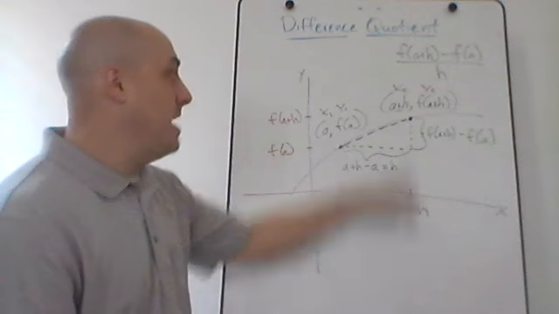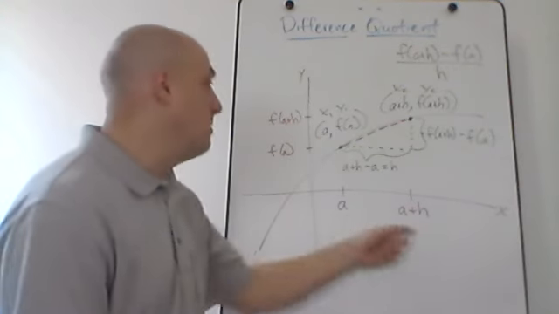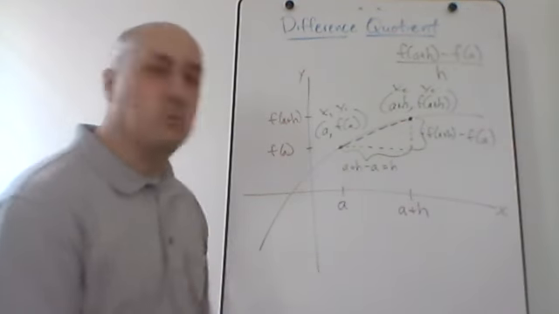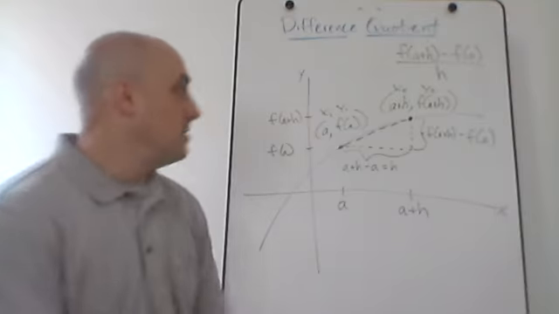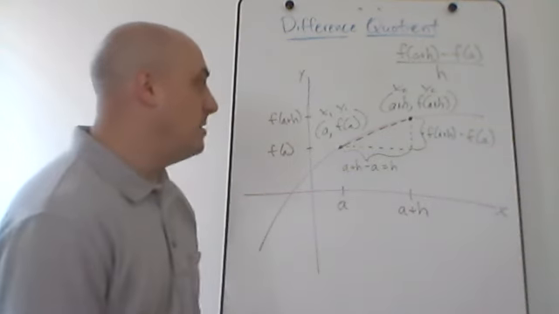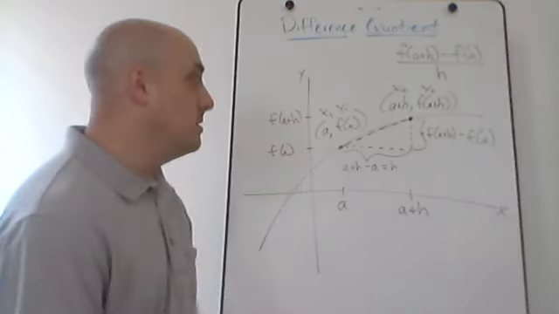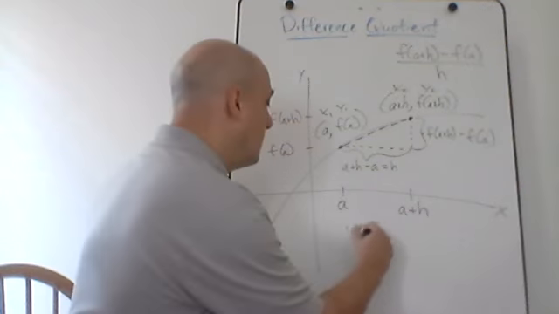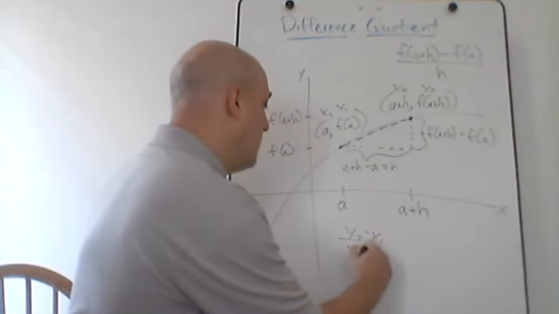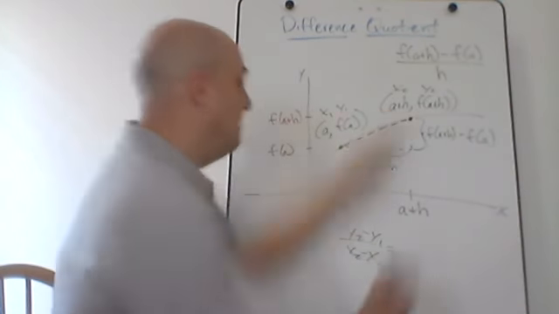This one's a plus h, so the point is a plus h comma f of a plus h. I plug those x coordinates into the function to get those y coordinates on the graph. All right, so those are my points, my x1, y1, and my x2, y2. And like I said, now we want to calculate the slope of the line that connects those 2 points. Well, if you recall the slope formula, it's y2 minus y1 over x2 minus x1. Well, y2, that's f of a plus h.